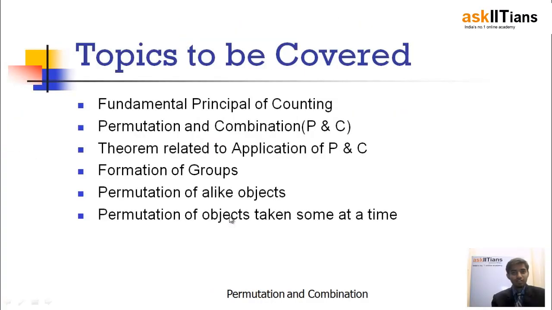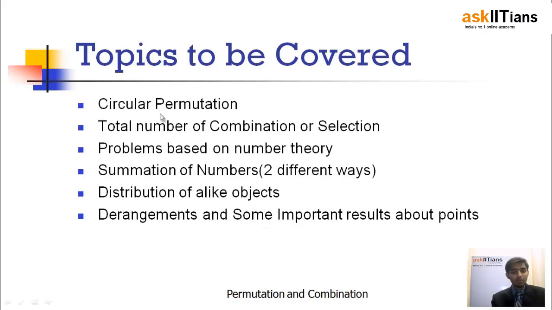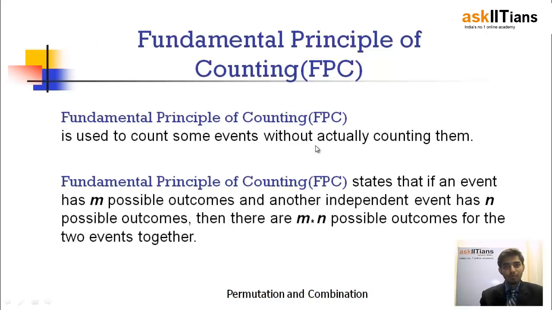Important topics to be covered under this chapter will be fundamental principle of counting. We will see permutations and combination, the basic definition, theorems related to application of PNC, formation of groups, permutation of alike objects, and also we will see permutation of objects taken some at a time. And then we will cover circular permutations. We will see total number of combinations or selections, problems based on number theory. We will see summation of number by two different ways, distribution of alike objects, and also rearrangement and some important results about points.